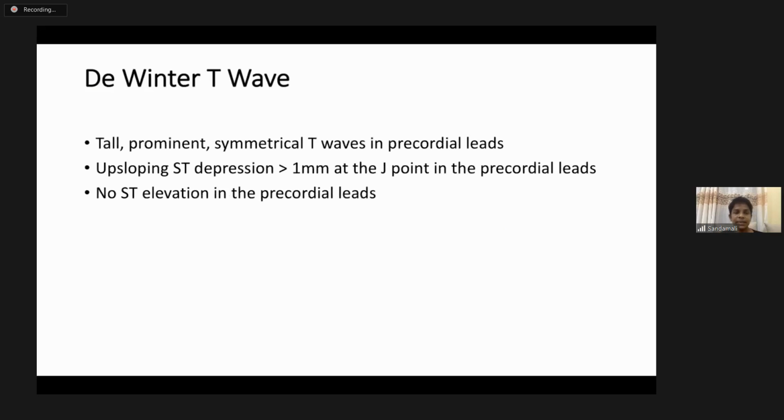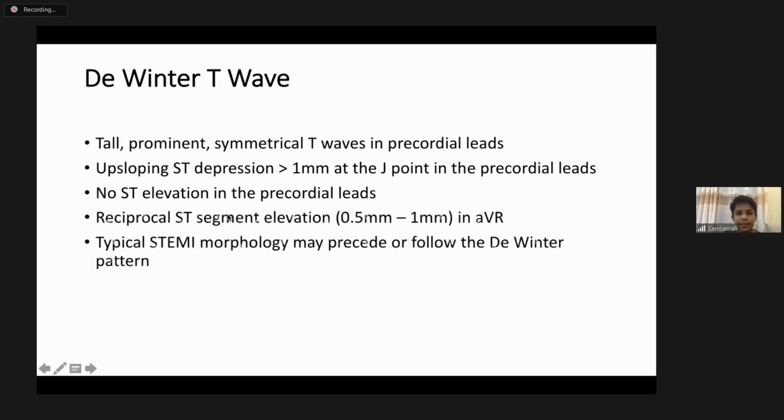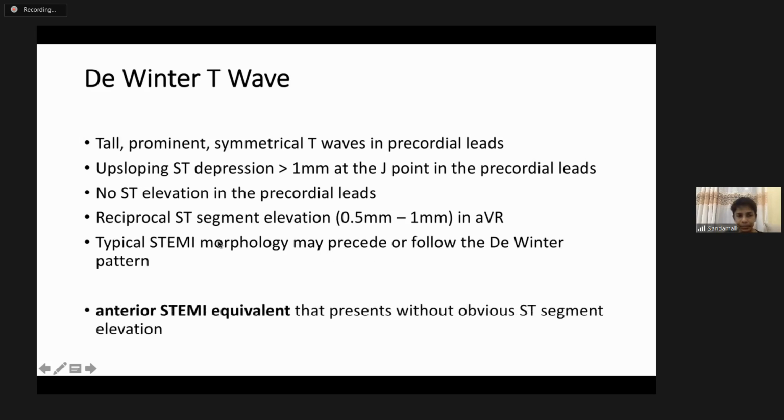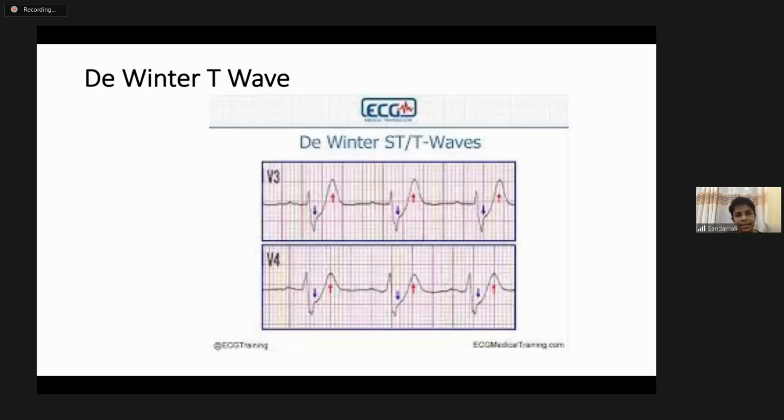Deep venous T wave is a tall, prominent, symmetrical T wave in precordial leads. These T waves are preceded by upslope in ST depression. Mind you, upslope in ST depression at the J point, more than 1 millimeter at the J point in precordial leads. And there is no ST elevation. There can be reciprocal ST segment elevation in aVR, and this is usually either preceded or followed by typical ST elevation morphology. It is considered to be an anterior STEMI equivalent that presents without obvious ST segment elevation.